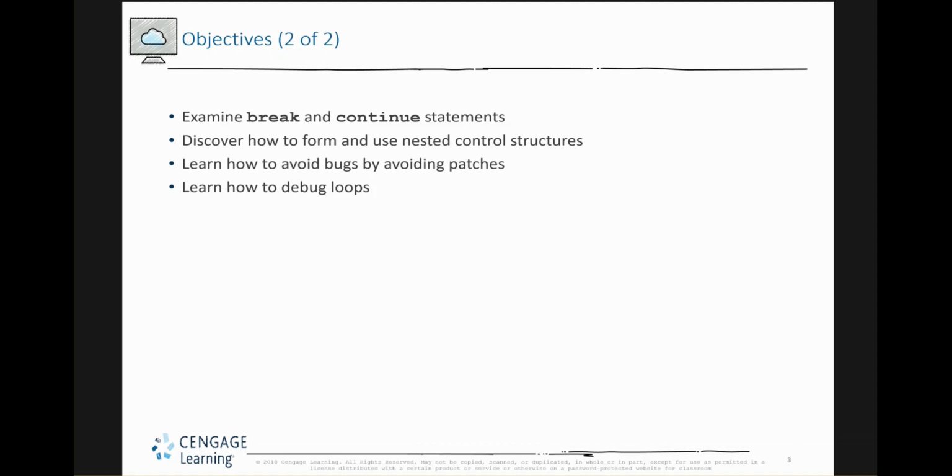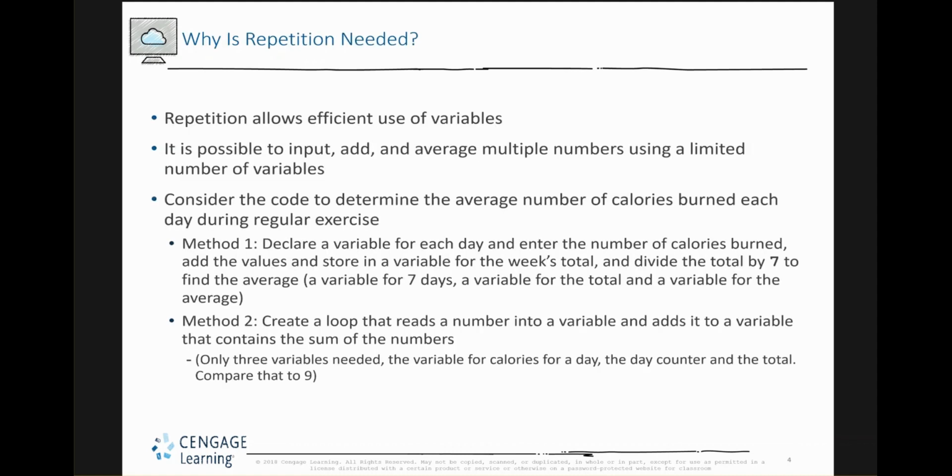That's it. The list is not that long, but the concepts are quite detailed. So be sure to keep your thinking cap on. Now, let's get started. Why would computer scientists design programs so that you can create repetition or looping? Well, some of the reasons are listed on this slide.